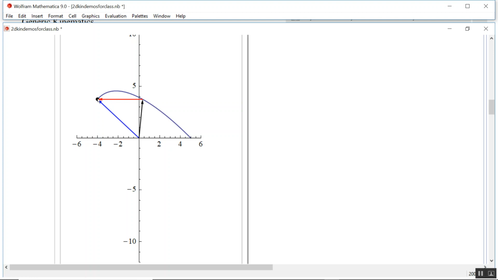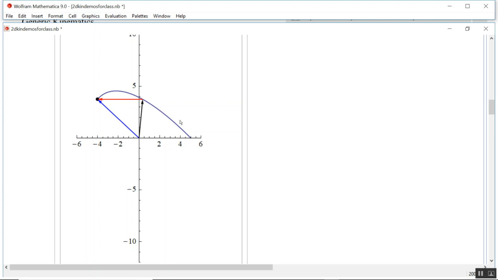That's delta R. This red thing is delta R. This blue thing would be the distance that you go, the length of that arc. We don't talk about distance that much. It's not really important. But there is a difference between the two, right?